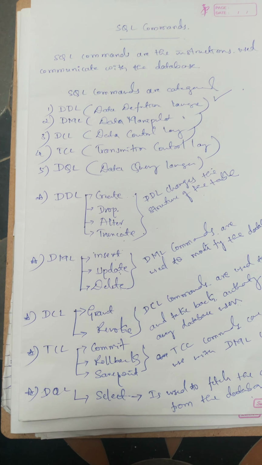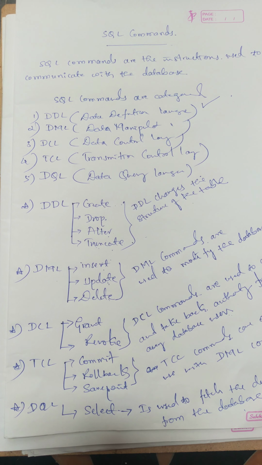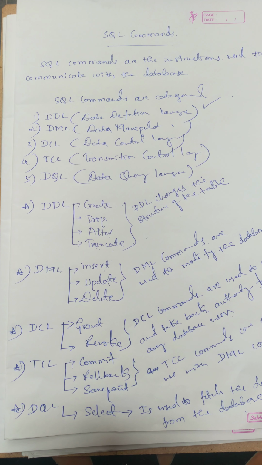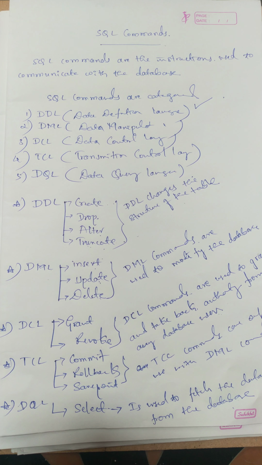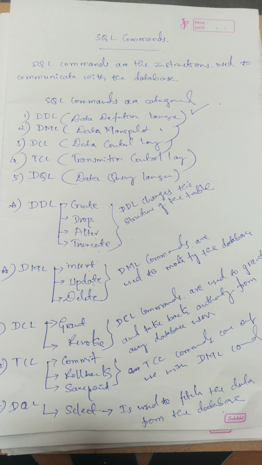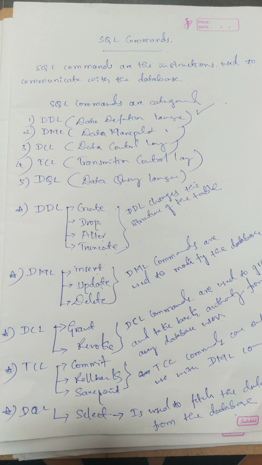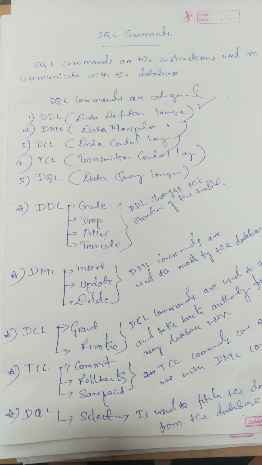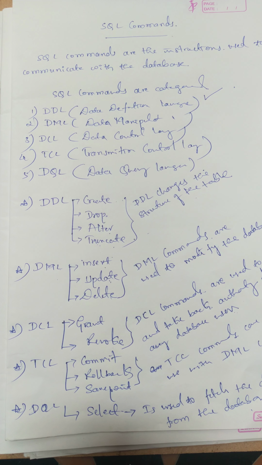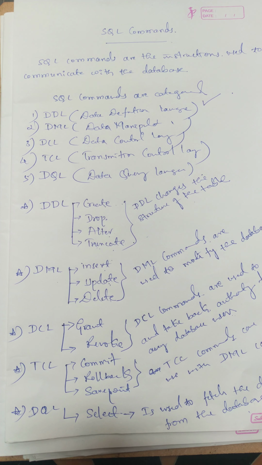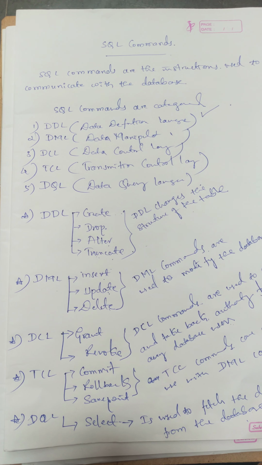Lastly we have DQL, that is data query language. In this category we have only one command, the select command. As you already know, the select command is used to fetch data information from the database. In class 10th you don't have all the commands, only selected commands are given. So one by one we'll see.